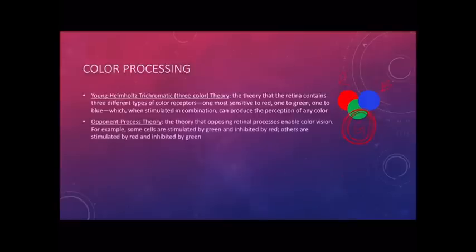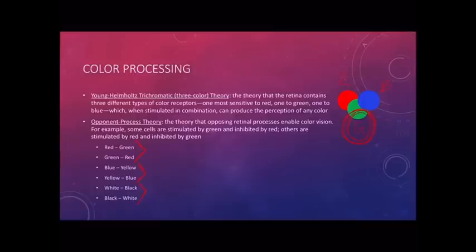Now, opponent process theory is a little bit more difficult to grasp. It's saying that there are opposing retinal processes that enable your colored vision. So some cells are stimulated by green and inhibited by the color red. Some are stimulated by red and inhibited by the color green. What you want to know from this theory is which colors pair together. Know that red goes with green, blue goes with yellow, black goes with white. And this really has to do with after images.